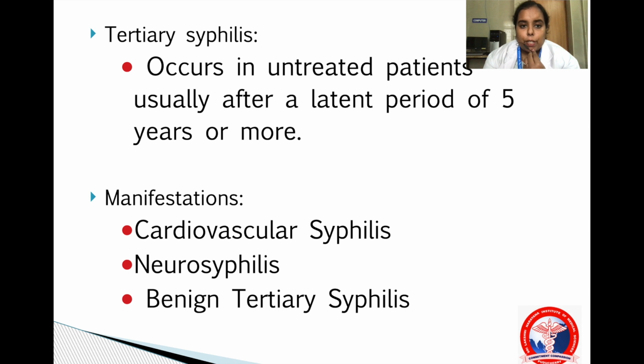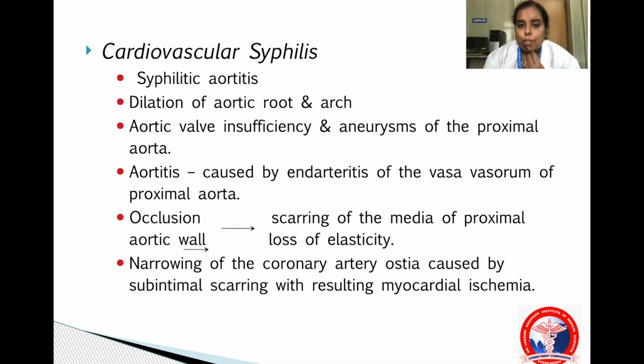What about tertiary syphilis? It occurs in untreated patients usually after a latent period of 5 years or more, and they manifest as cardiovascular, neural, or benign tertiary syphilis. So, what are the complications? The complications include syphilitic aortitis, that is inflammation. There is also dilatation of the aortic root and arch, aortic valve insufficiency, and aneurysm of the proximal aorta.